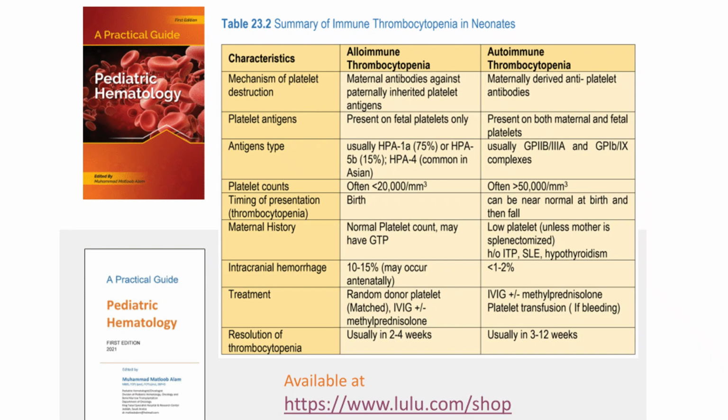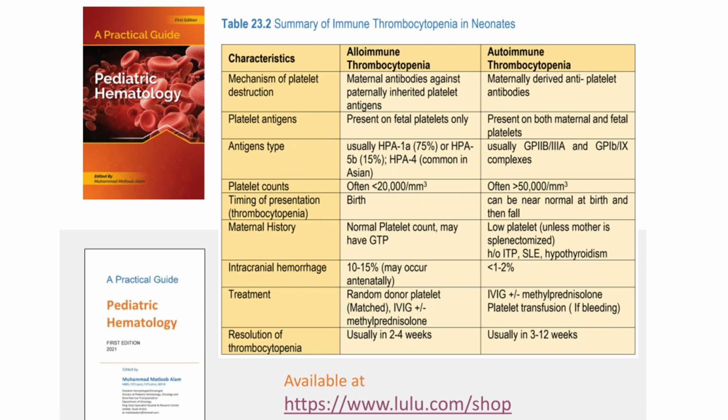Maternal history is important. NAIT typically occurs in mothers with normal platelet counts and no autoimmune disease. ITP occurs in mothers with chronic thrombocytopenia or autoimmune conditions like lupus or thyroid disease. Bleeding risk differs. Intracranial hemorrhage is more common in NAIT, up to 15%, often before birth. ITP carries a much lower risk, under 2%.